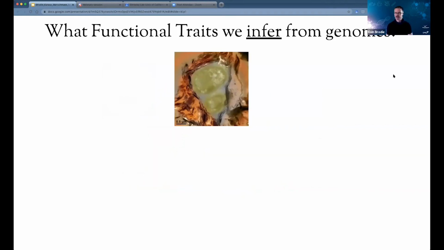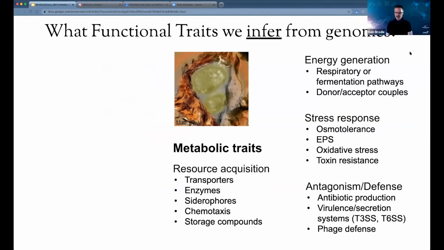So when we talk about traits, what sort of traits are we talking about? What can we infer from genomes? Well, we can start off with what we've heard about today already. These are our metabolic traits. So the inner workings of a cell related to acquiring resources, your transporters, enzymes, siderophores, etc. How a cell generates energy through respiration, fermentation, what electron donors and acceptors does it use? How does it deal with stress, and how does it invest in stress tolerance? And how does it deal with antagonism, whether it's the protagonist or the antagonist? How does it defend itself? So these are the traits we commonly think of.